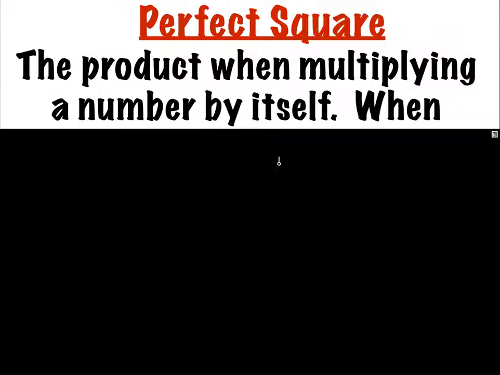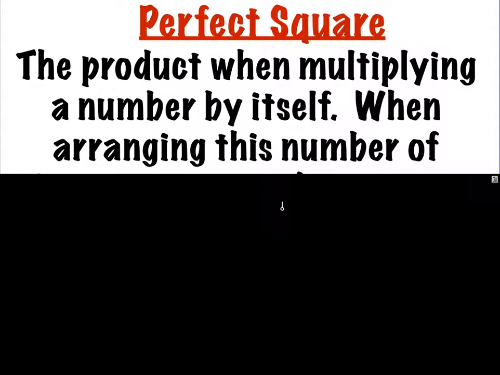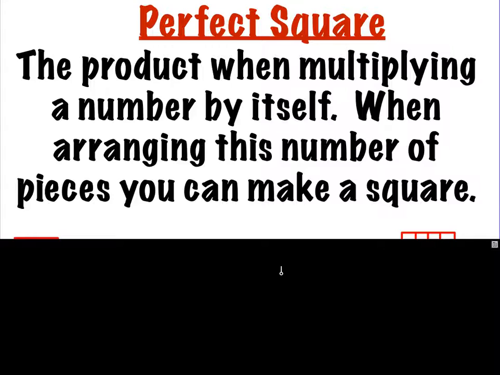Our next word, perfect square. So we know that squares have to be the same on all sides, the same length on each side. So keep that in mind when we're talking about perfect squares, and that'll definitely help you out. A perfect square is the product when multiplying a number by itself. When you arrange this number of pieces, you can make a square.